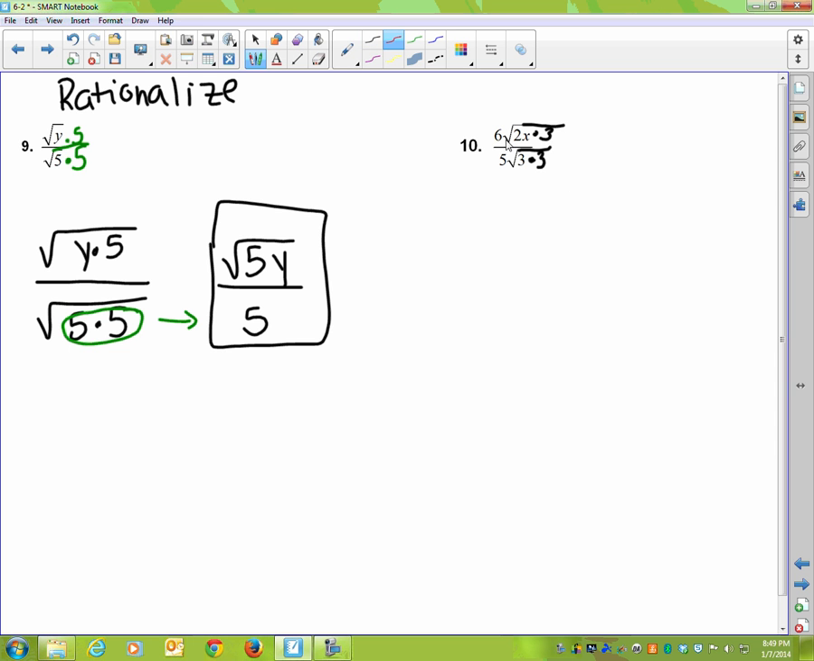So let me rewrite this. 6 square root of 2x times 3, over 5 square roots of 3 times 3. Here's my pair. It's a square root, so I'm looking for pairs of 2. This one, 3 comes to the outside.